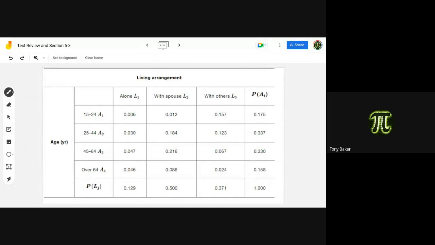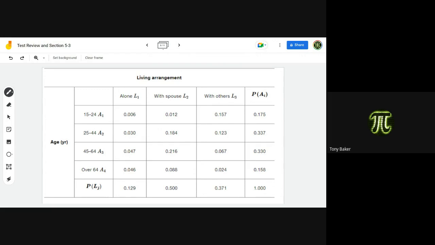So, the first question was, what's the probability that a person selected is living with a spouse? So, living with a spouse, they gave you the totals already. The totals are here and here. So, the probability that somebody's living with a spouse is 0.500, 50%. Now, you can give it to me either way. You can give it to me as just the decimal, or you can give it to me as a percent. It doesn't make a difference. They're both probability.